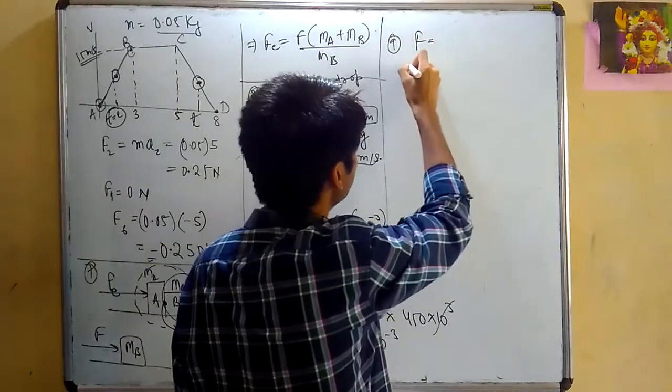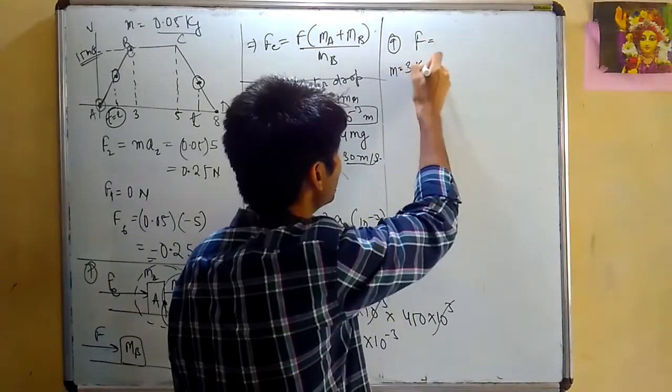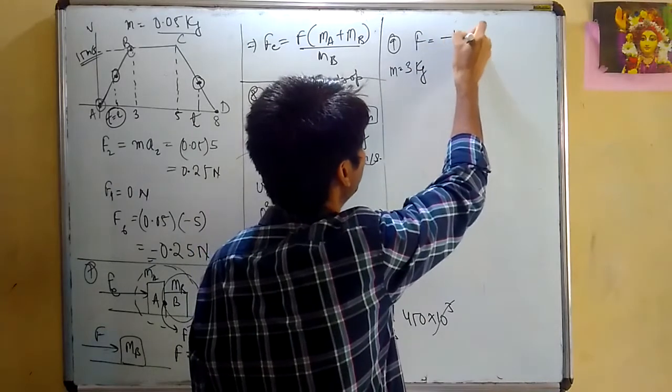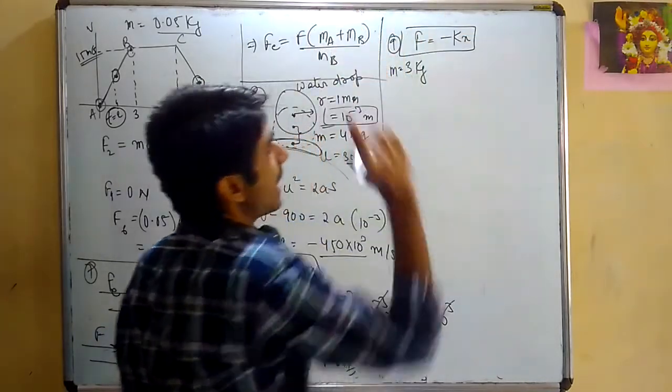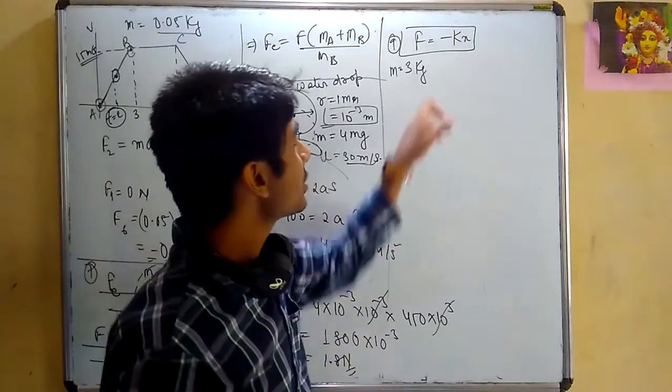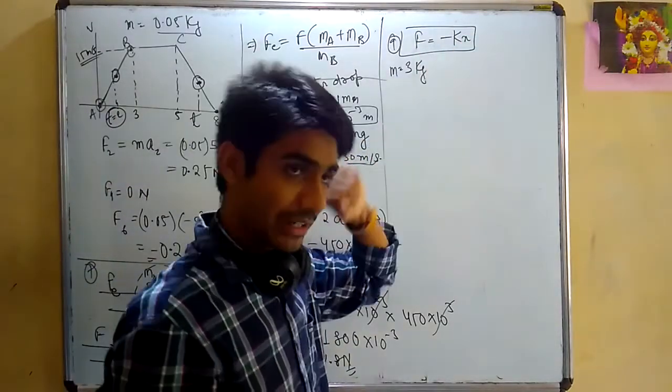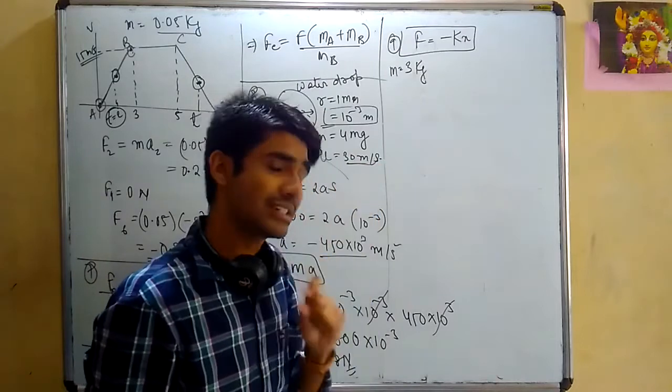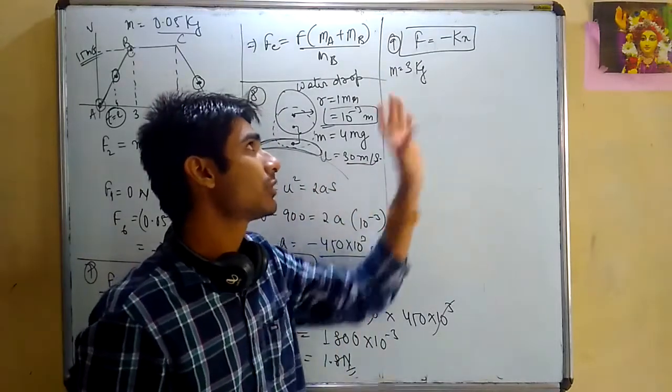A particle of mass 3 kg is subjected to a force of minus kx. It is given to you in the question. You remember I was teaching you functions. So force is a function of x, that is the displacement. So you don't have to worry what kind of force this is. Force is a function of x, that is what you are supposed to worry about.